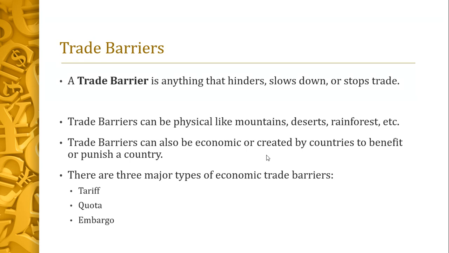Trade barriers can also be things that are economic and created by people inside of countries to be beneficial towards a country and their trade relationship, or to punish a country and the trade relationship that you have with that country. There are three major types of economic trade barriers that we talk about in seventh grade when we're talking about trade barriers that are created inside of a country, and that are tariffs, quotas, and embargoes.